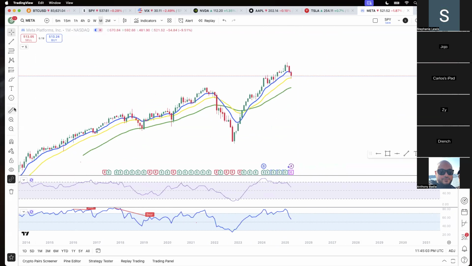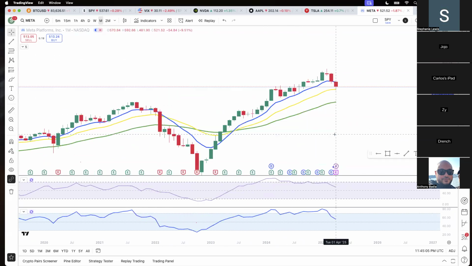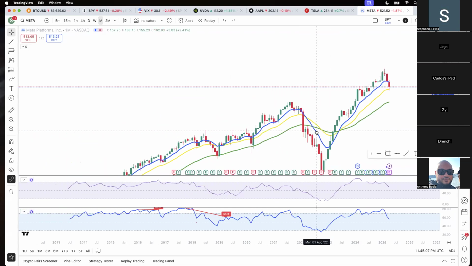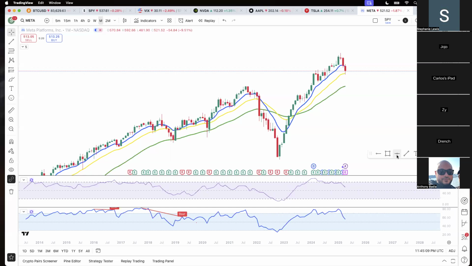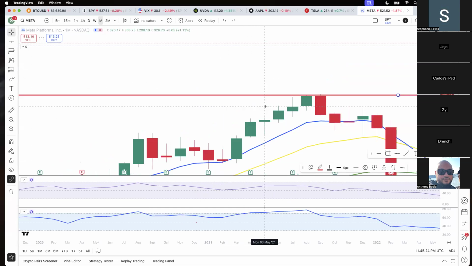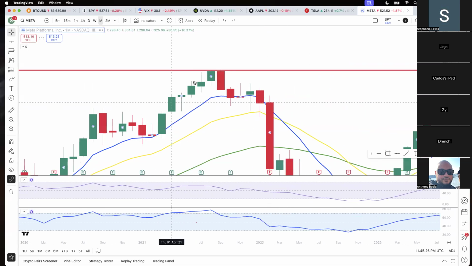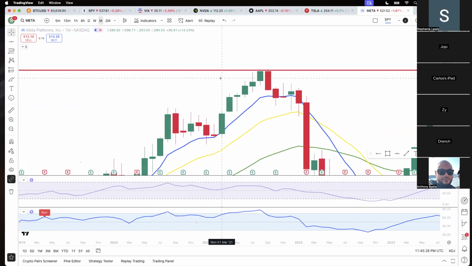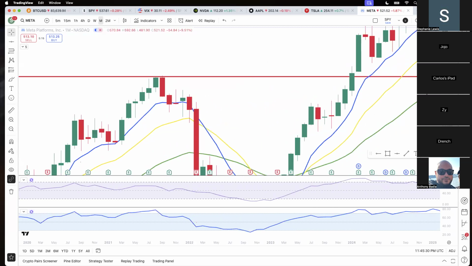Okay, so let's go ahead and chart this. We're on the monthly chart. Let's go ahead and draw some levels. So we see here where Meta made this high at 381, right? And it had a bearish engulfing. We see this red candle that ate this green candle. We had bearish engulfing right at resistance. That's where you want to see bearish candlesticks, is at resistance.